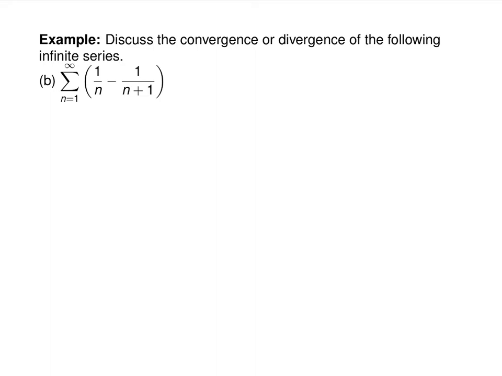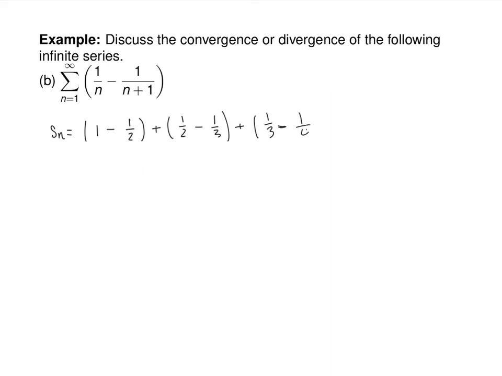All right, for this one, let's try to get an expression for the nth partial sum. So start by plugging in 1. Some kind of pattern is going to emerge here. We get 1 minus 1/2. That's what we get when we plug in 1. Now when you plug in 2, you get 1/2 minus 1/3. When you plug in 3, you get 1/3 minus 1/4.